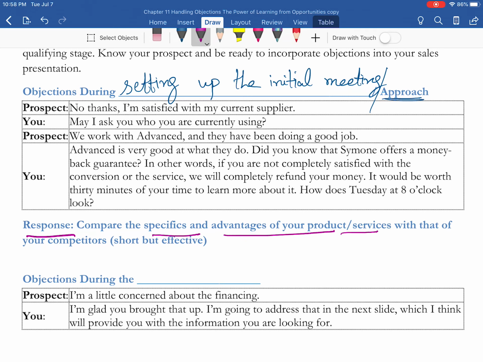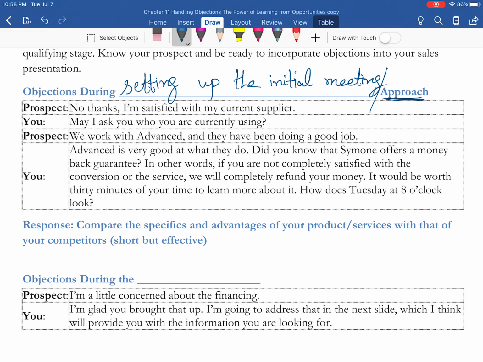Okay, I know that you are working with Advanced and we are Simone. Here is a chart that we created showing all the things that they can do or not do, and what we can do or not do, in terms of quality, performance and durability. And by that, you will also be able to get the attention of your potential customers.